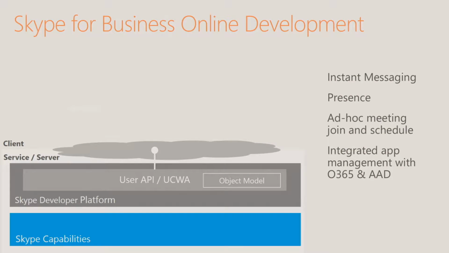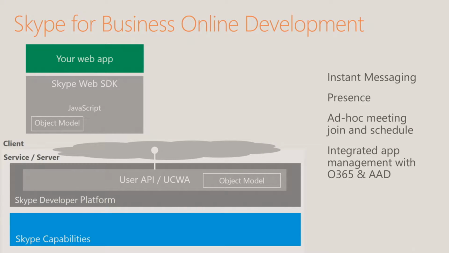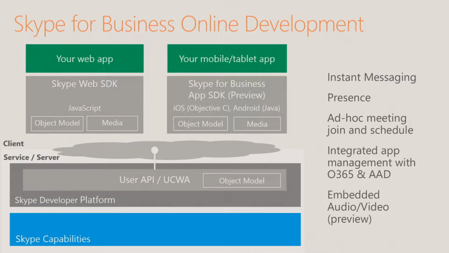There are too many four-letter acronyms here. It has a specific object model. And what we have done is we have these two specific client APIs, the Web SDK and the Skype for Business App SDK, talking directly into our User API REST stack there. We enable a lot of scenarios, different scenarios for web and different scenarios for the App SDK as of today. And we are going to briefly show you some of the capabilities that are available.